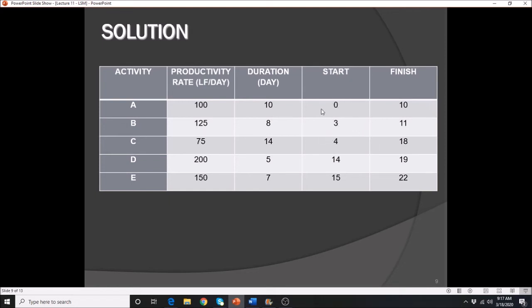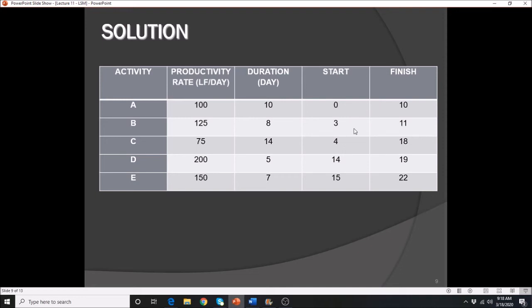Wait, what happened here? Why do we start on the 3rd day? Let me explain that. If we are going to begin on the 2nd day, because of our buffer calculation, which is 0 plus 2, what did we get at 2? The buffer time, which is 10 minus 8 equals 2. So we should begin here on the 2nd day. So how come I didn't begin on the 2nd day?